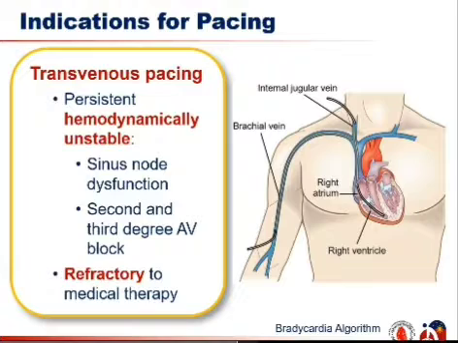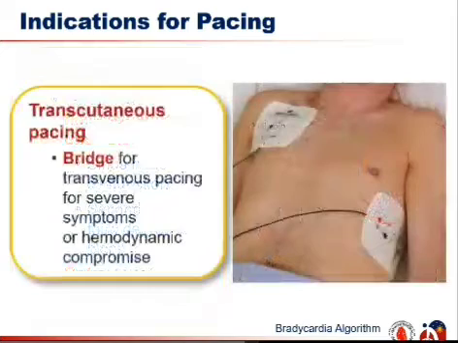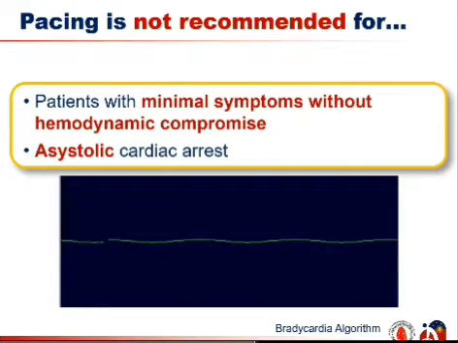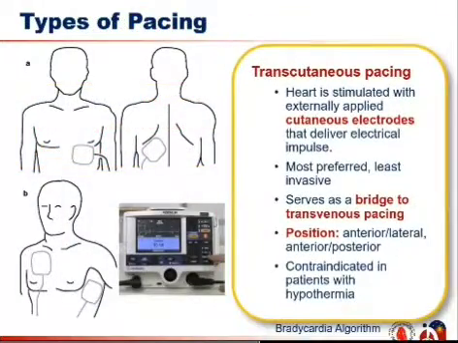Transvenous cardiac pacing is a Class 2A recommendation for patients with unstable bradycardia, such as sinus node dysfunction, AV blocks, and those refractory to medical therapy. Transcutaneous pacing, on the other hand, is a Class 2B recommendation to be used as a bridge for transvenous pacing for severe symptoms and hemodynamic compromise. Pacing is not recommended in patients with stable bradycardia and asystolic cardiac arrest. There are two types of pacing.